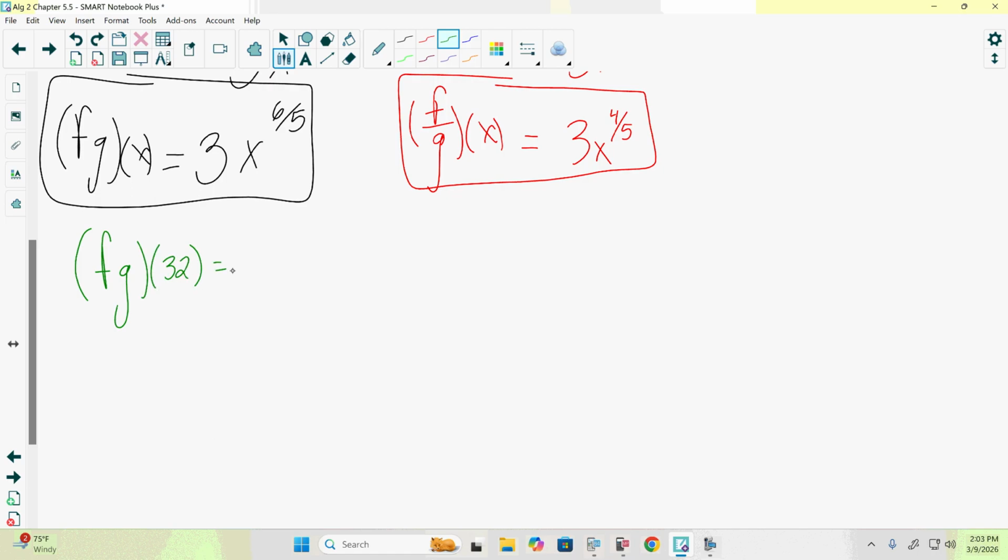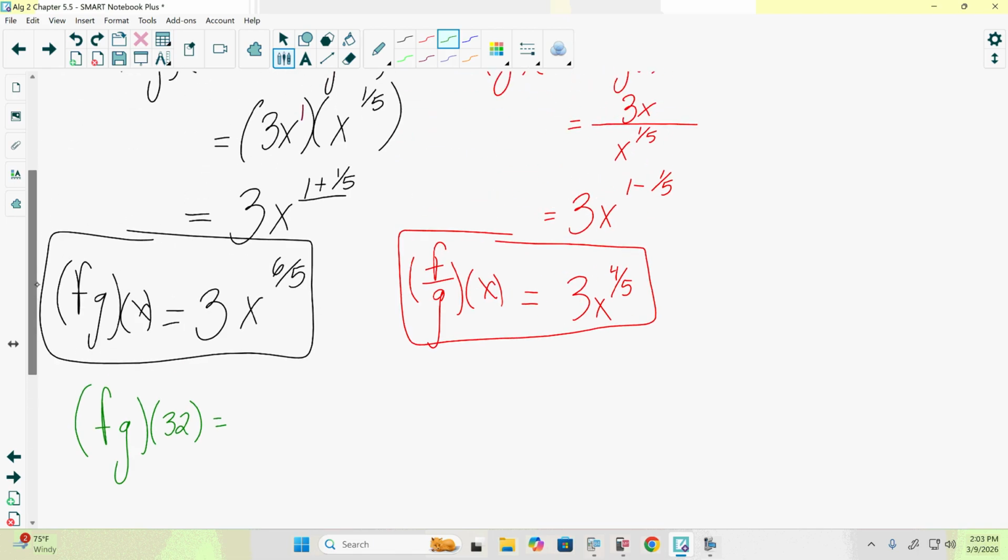Questions on any of this so far? How do you know if you plus or minus the exponents? So the way that we know if we need to add or subtract is what operation is being done. When we multiply like bases, according to our exponent property, a to the n times a to the m is a to the m plus n. Whenever we multiply like bases, we add the exponents.